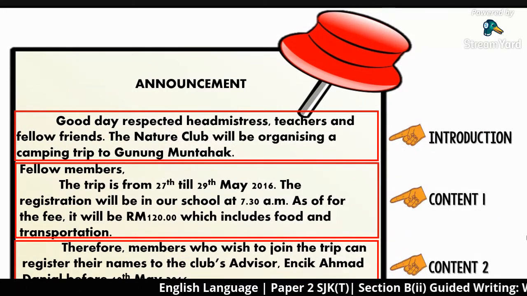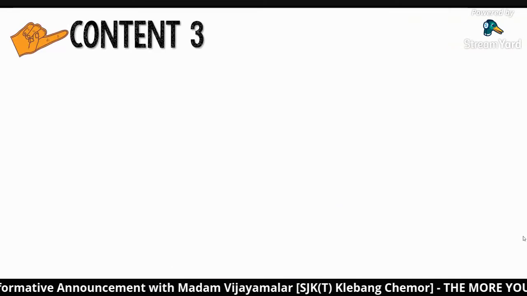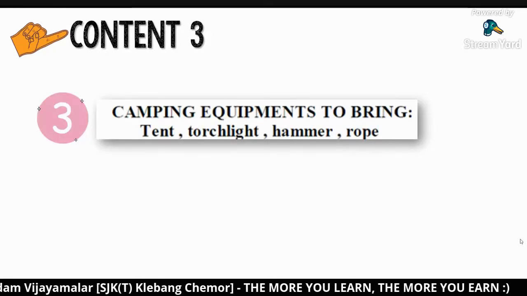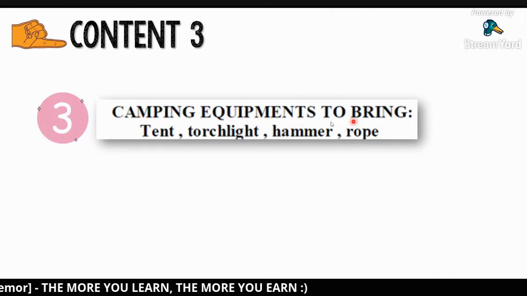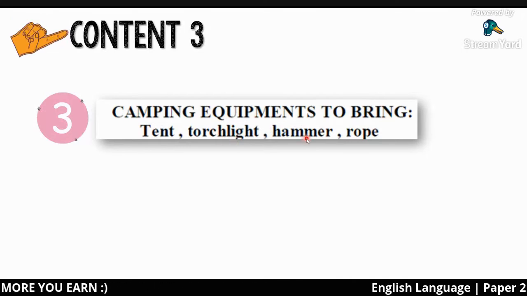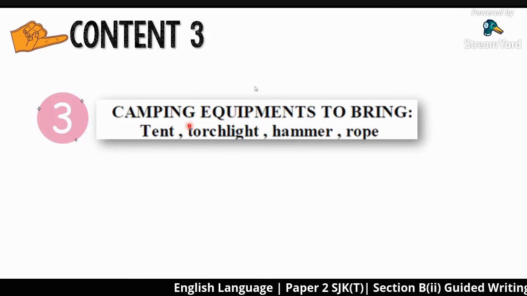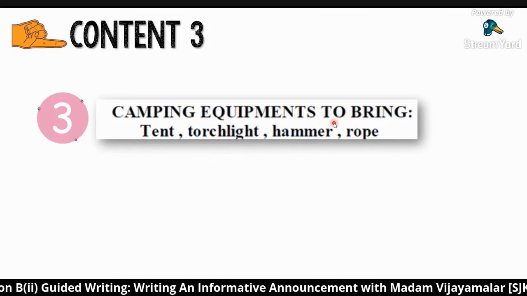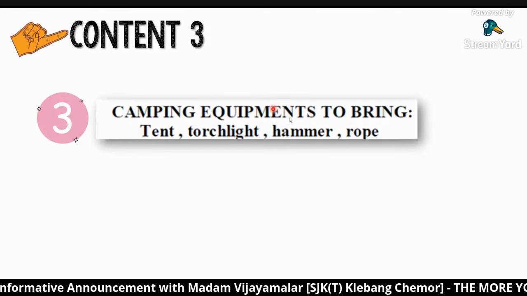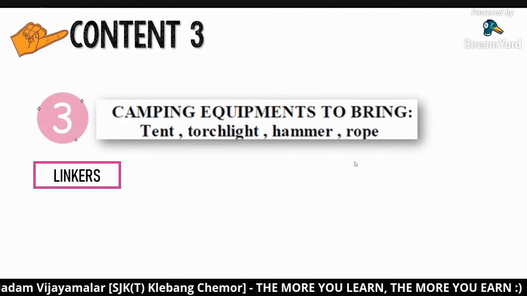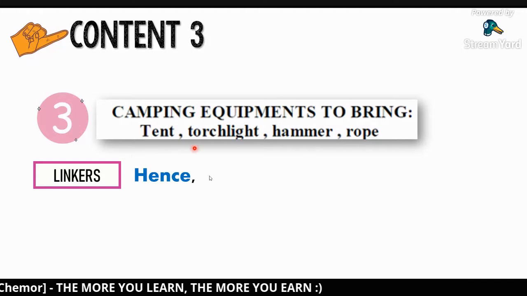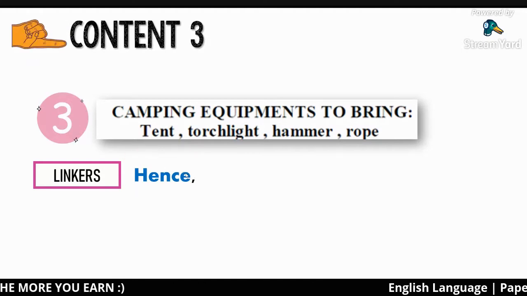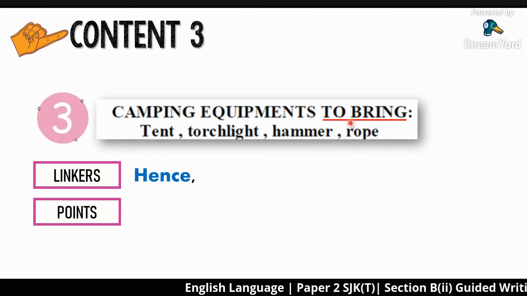Okay, let's move on to our content 3. Quite fast, right? Yes, because announcement is not that difficult. Okay, content 3. So we have chosen camping equipments to bring: tent, torchlight, hammer, rope. Now we have grouped this into content 3. Do you know what's the meaning of equipment? Things. What are the things that you need when you go for camping? Okay, so linkers, hence. All right, so we have the word hence here. Points. All right, to bring.